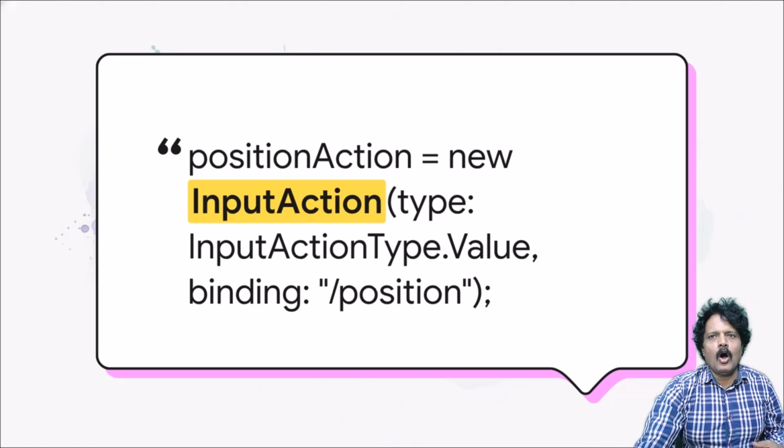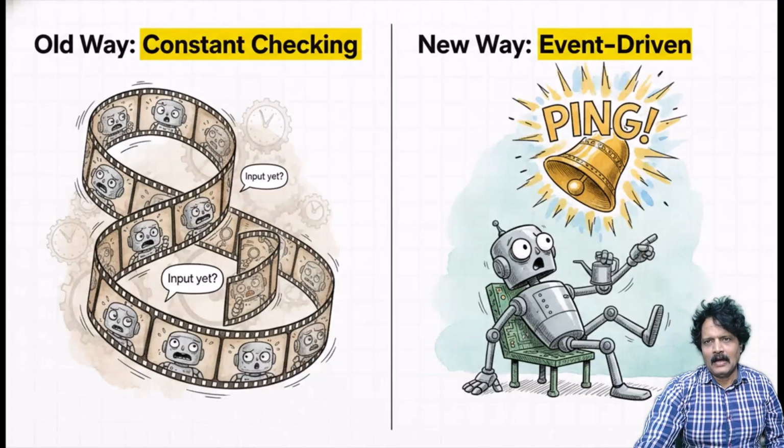So now we have got the what and the where, and this brings us to a really crucial shift in how we think about input. With the old way, we were probably checking for clicks every single frame in our update loop. That's not super efficient.